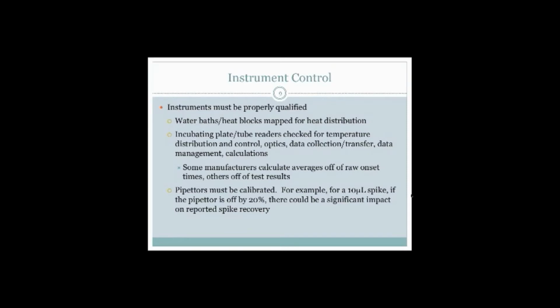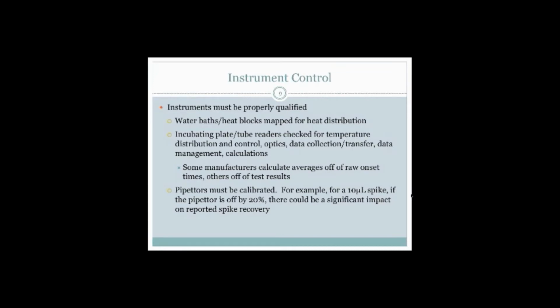How do we assure that the data are collected and transferred correctly? How can we assure that the management of the data is correct? And how do we assure that the calculations are correct? You need to understand how the manufacturer's software works. When you look at percent CVs and averages, some of the manufacturers calculate those things off of the raw onset times, while others calculate those off of the final test results. So not that one is necessarily better than the other, but you need to understand how your software works.